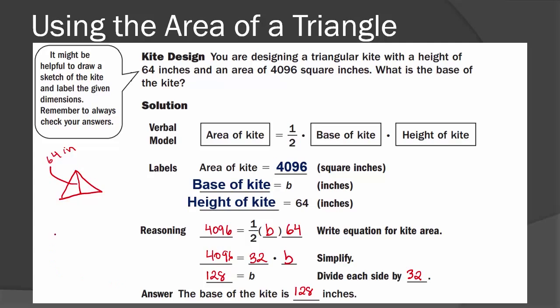And we can double check our work and see if we got the correct answer by taking the area is 1/2 times the base, 128, times the height, 64. We take 1/2 times 128 times 64. We do indeed get 4,096 square inches, and so our answer is checked.